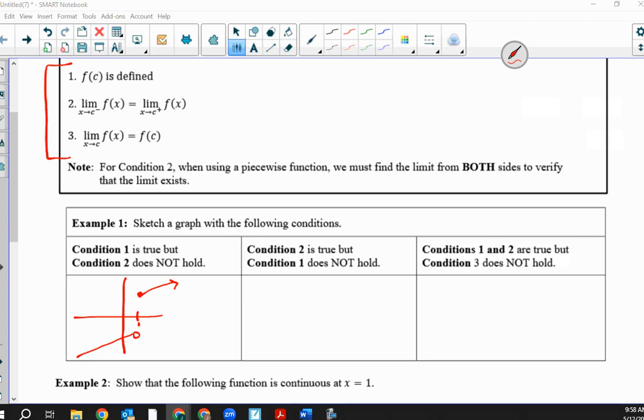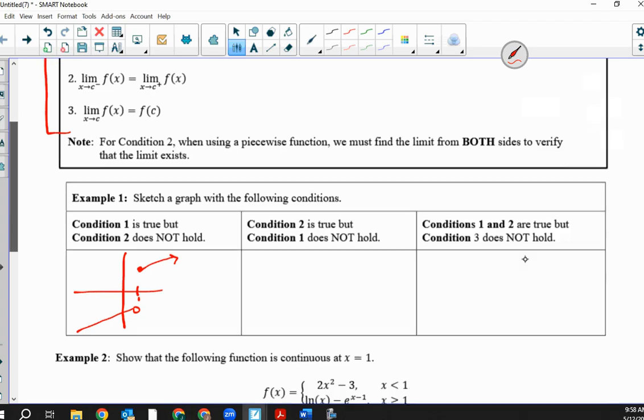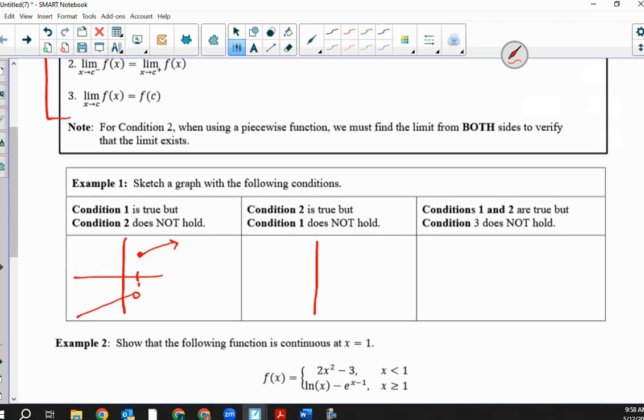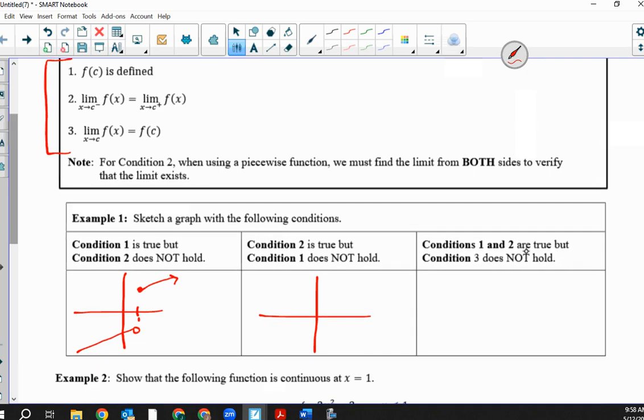Are we ready, guys? All right, so condition 2 is true, but condition 1 does not hold. So the limit exists, but the function value does not exist. What did you guys draw for that? Well, the conditions are listed up above, right? 2 is the limit one, 1 is the function value. You see it? That's what we're talking about. What did we draw, Carly?